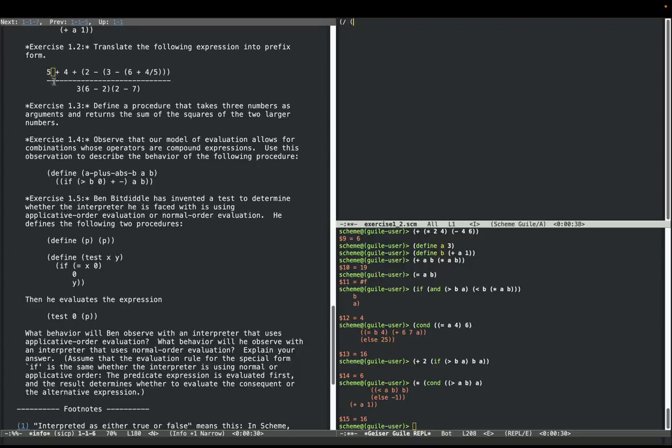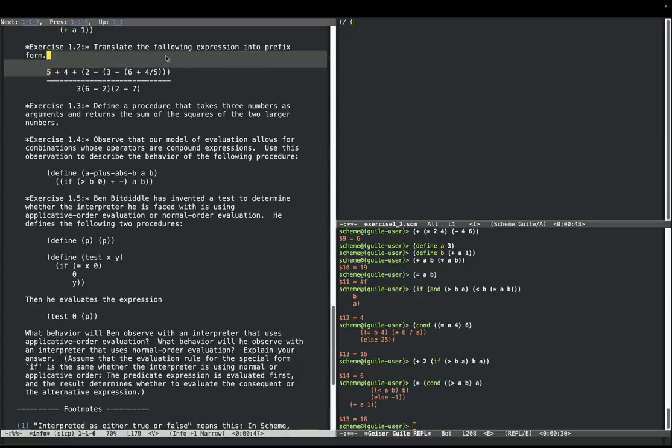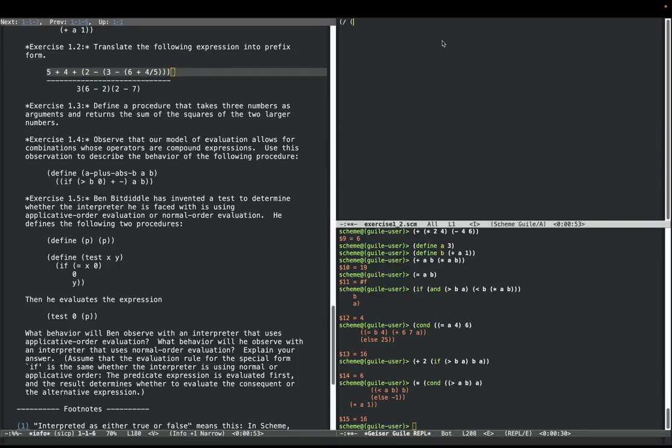So I think the top is a fraction, right? So the first operation we do is dividing. Then it seems to be a sum of a bunch of things, right? So I think it's going to be like that. Minus 2 minus 3 plus 6 divide 5 4. I think that is my solution.